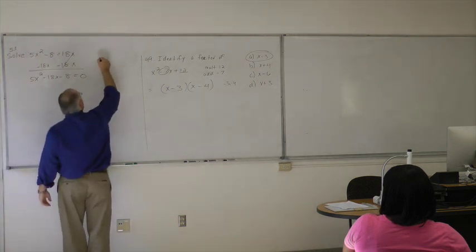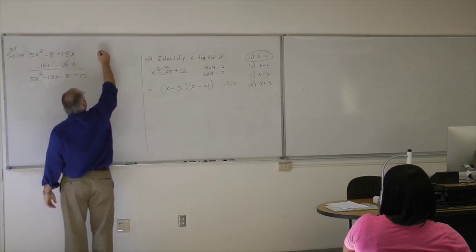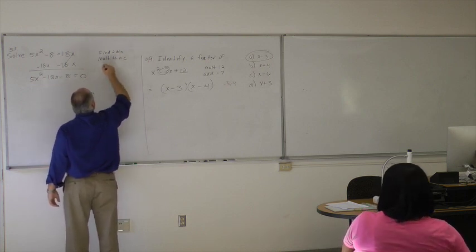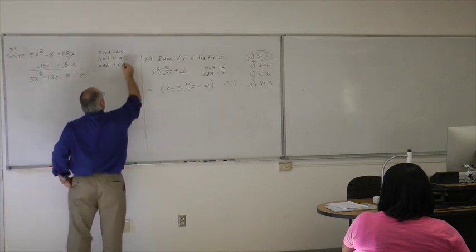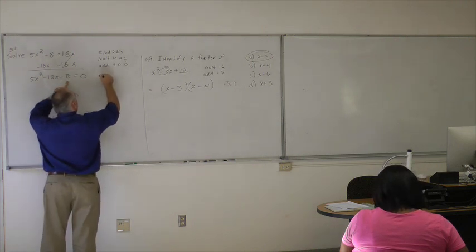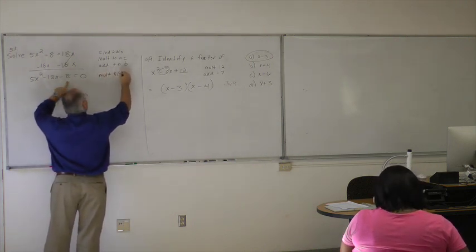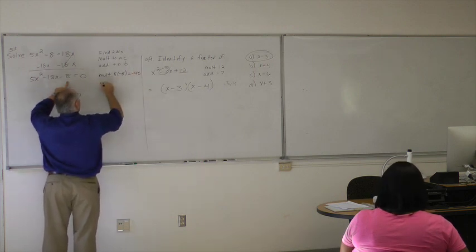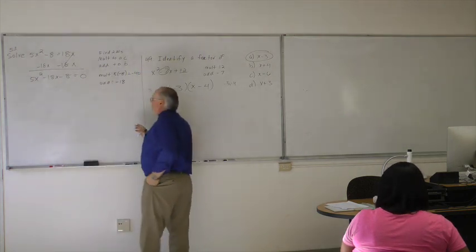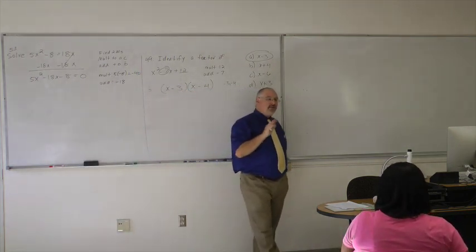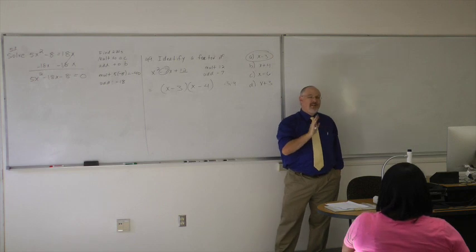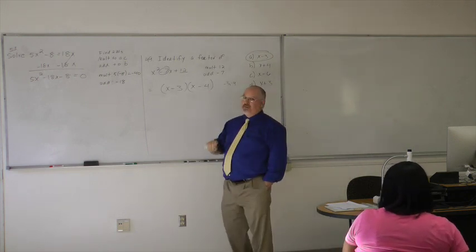So what we need to do is find two numbers that multiply to A times C and add to B. So we need to find two numbers that multiply to 5 times negative 8, which is negative 40, and add to negative 18. My advice to you is give yourself 5 to 10 seconds maximum. I think 10 seconds may even be too long to look at it and say, those are the numbers.